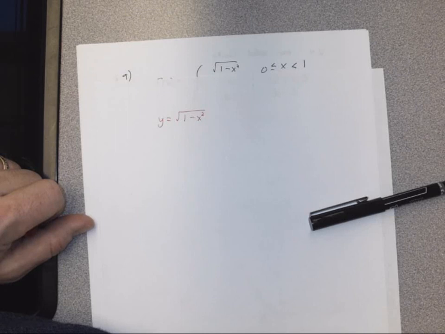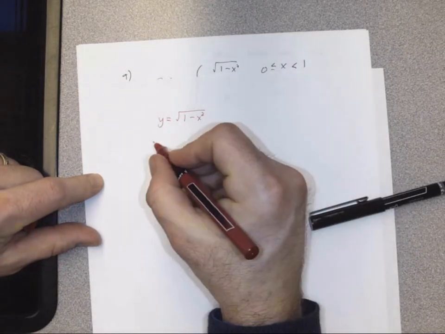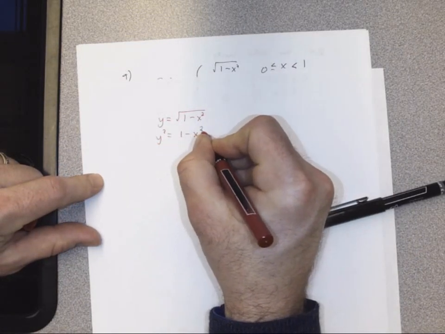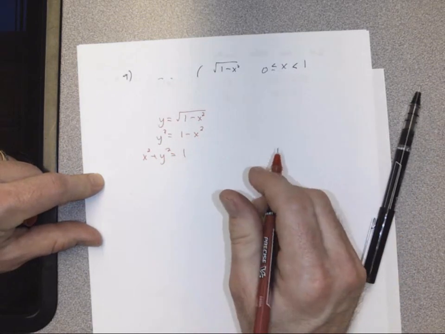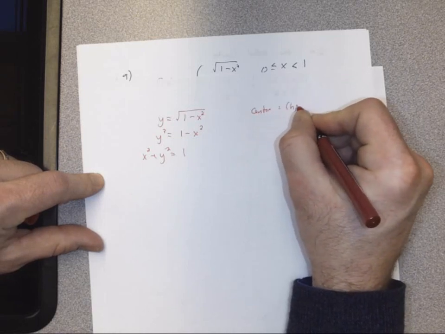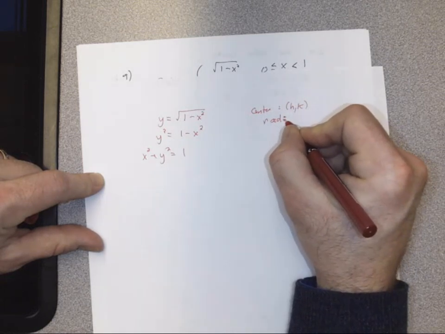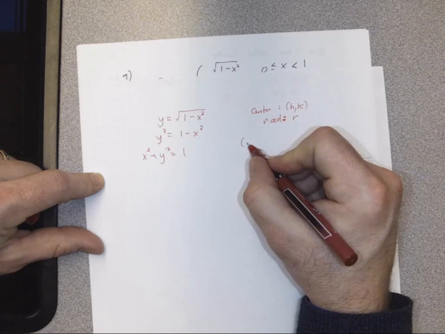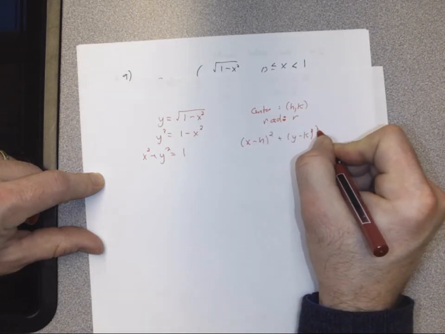What I'm going to do is put this in implicit form because maybe you guys will see it. You guys have dealt with circles before, right? A long time ago. That's why I'm bringing it up. So I'm going to square both sides. Y squared would be equal to 1 minus x squared. Then when I send that x squared over, I have x squared plus y squared is equal to 1, right? Now, if you remember the equation of a circle, if the center is h comma k, and the radius is r, then our equation of a circle would be x minus h squared plus y minus k squared equals r squared.